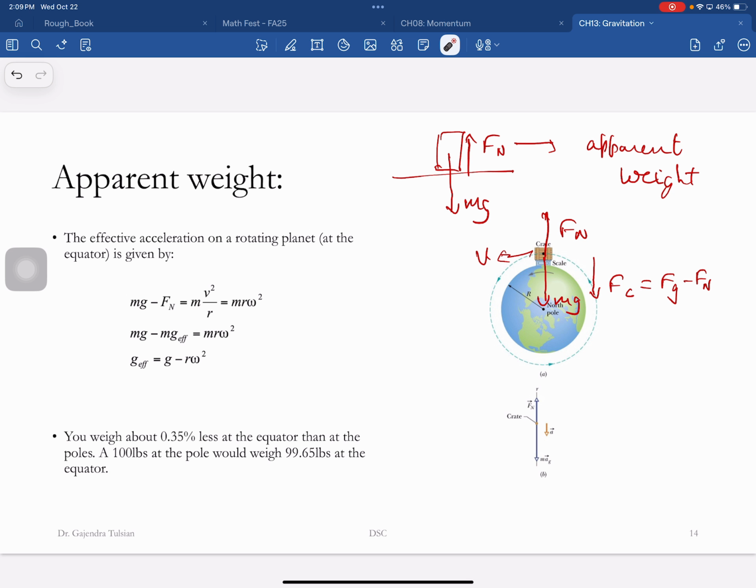So let's look at this equation. Let's make you go faster and faster. This has to become smaller and smaller. Make this fast enough, and this has to go to 0. So you could stand on a scale and it would be reading 0. So if you want to lose weight, all you have to do is make the Earth spin faster.